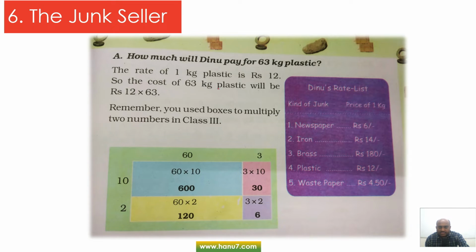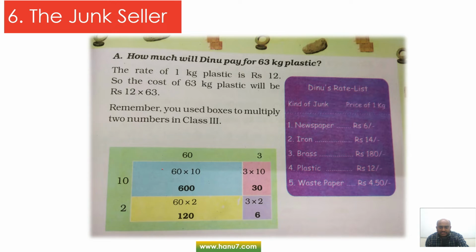So the cost of 63 kg plastic will be, obviously, 12 into 63 we have to do, but you have to go back to your class 3. There you have learnt about multiplication by the box method. You will be using the box method like 63: out of 63, 60 is the number which you can easily multiply, and the rest you keep in the units place, and this is the tens place, 60 and 3.